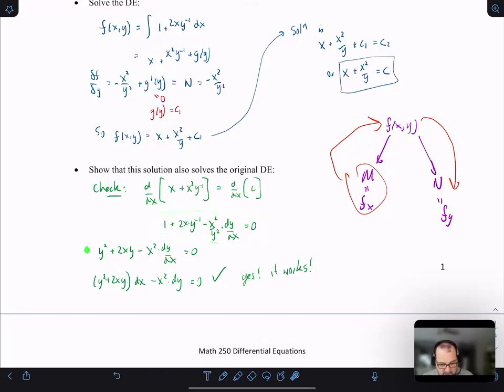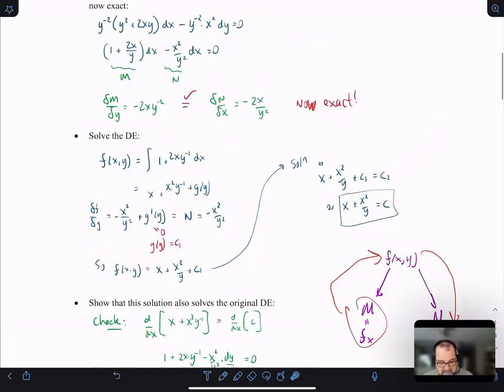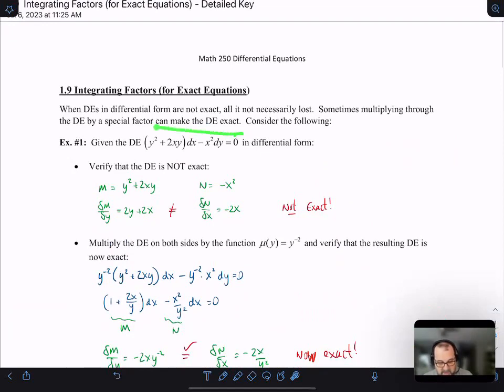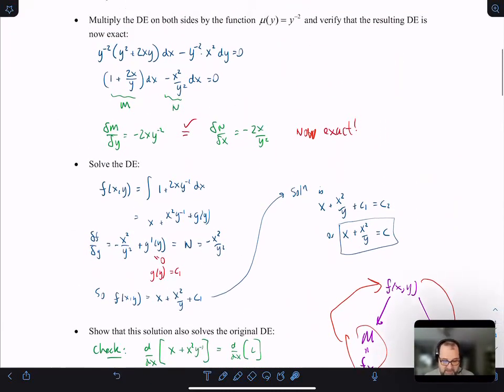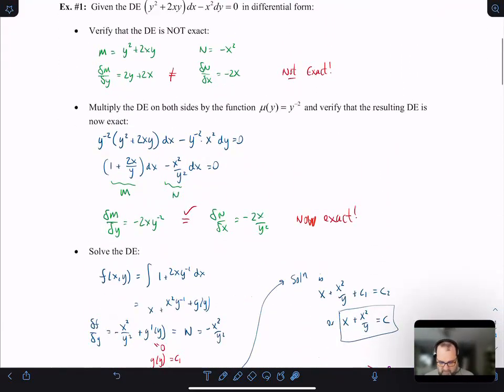If you work on this a little bit and convert it to differential form, you do indeed get the original equation that we had here. This does in fact work to solve the original DE. So this is our little trick. All right, so this is just a demonstration of what we are looking for. And it is no small feat.